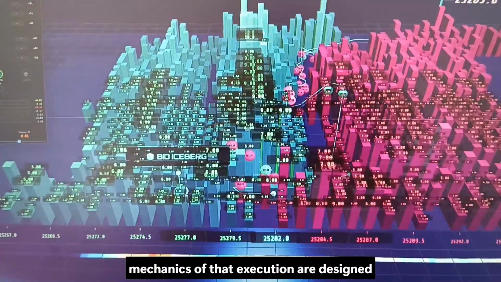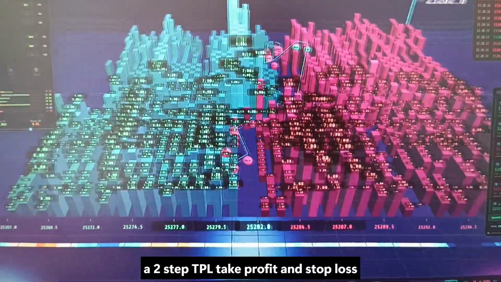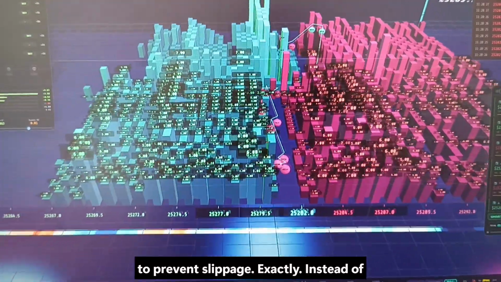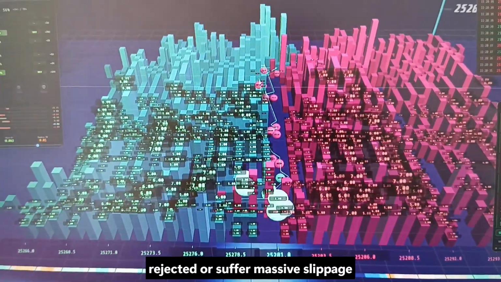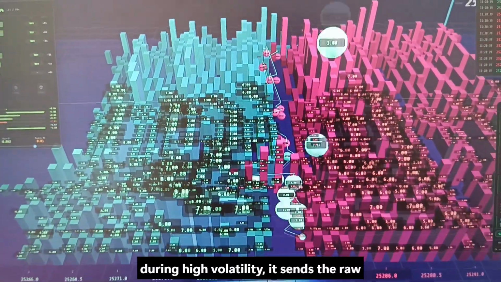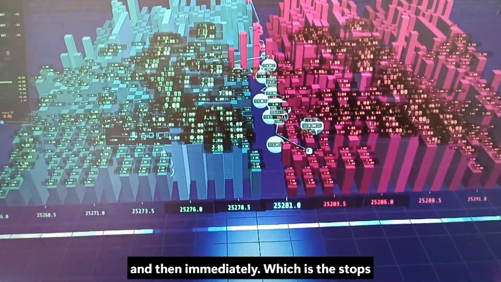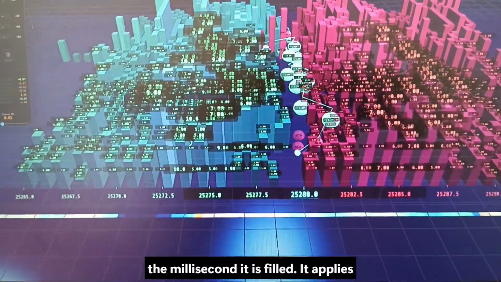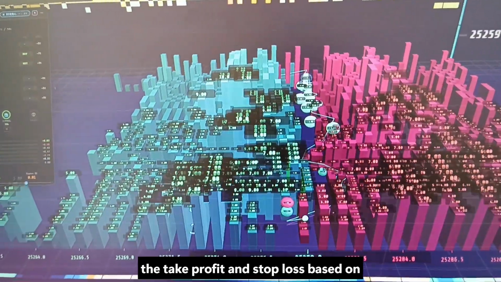Right, but the mechanics of that execution are designed strictly around risk management. It uses a 2-step TPSL, take profit and stop loss, to prevent slippage. Exactly. Instead of sending a bundled order that can get rejected or suffer massive slippage during high volatility, it sends the raw market order first to guarantee the fill. And then immediately attaches the stops. The millisecond it is filled, it applies the take profit and stop loss based on the actual executed price.